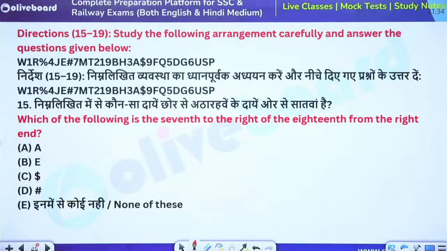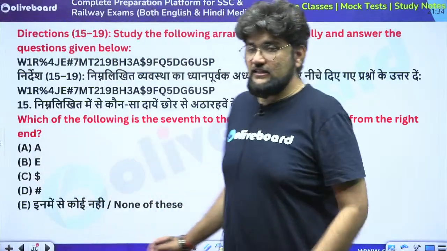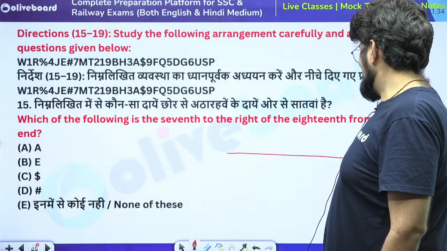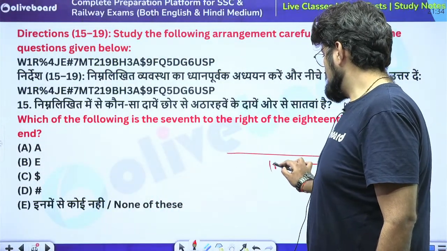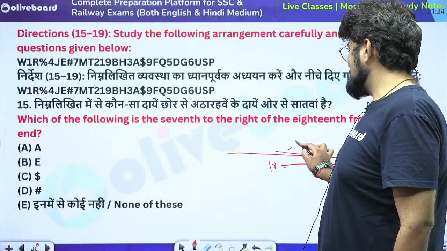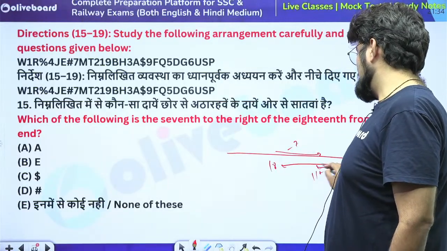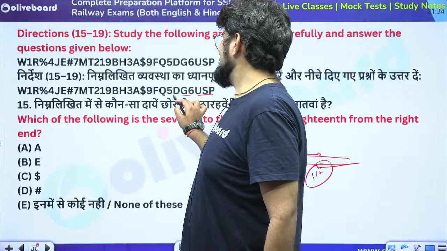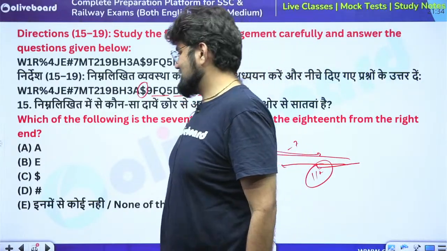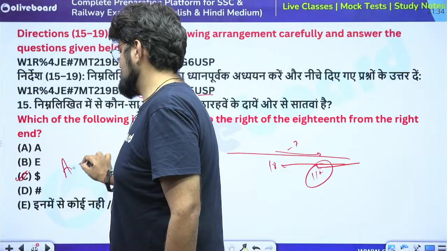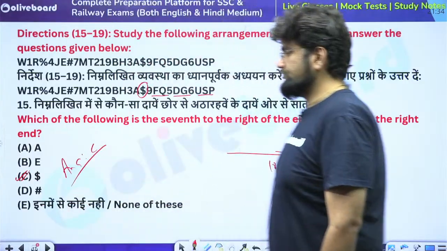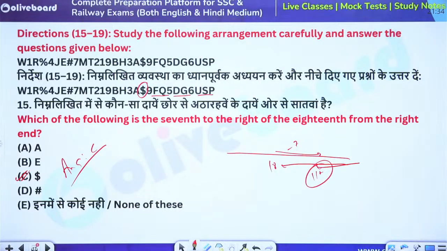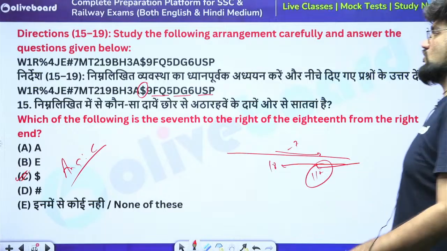Most welcome, bacha. Okay, which of the following is 7 to the right of 18th from the right end? See, 18th from the right end, 7th to its right. That means 18 minus 7. So I want 11th from the right end, correct? So 3, 3, 6, 3, 9, 10, 11. Dollar is my answer. Option C is the correct answer. Use mathematics to get your answer correctly. Don't unnecessarily count till not required.